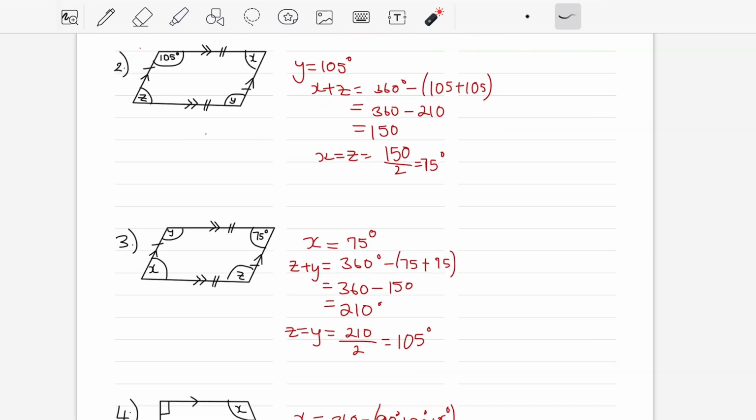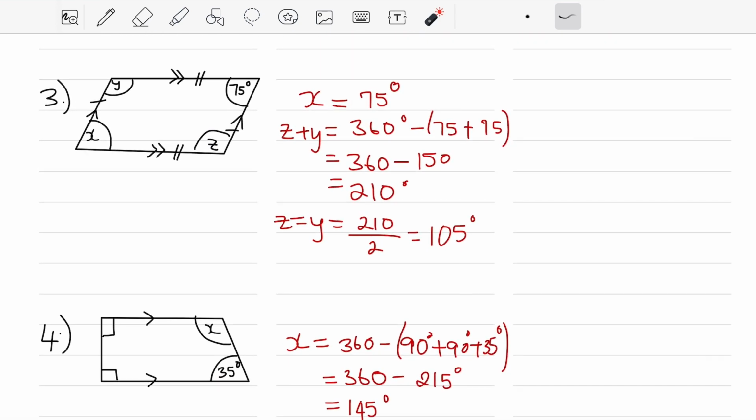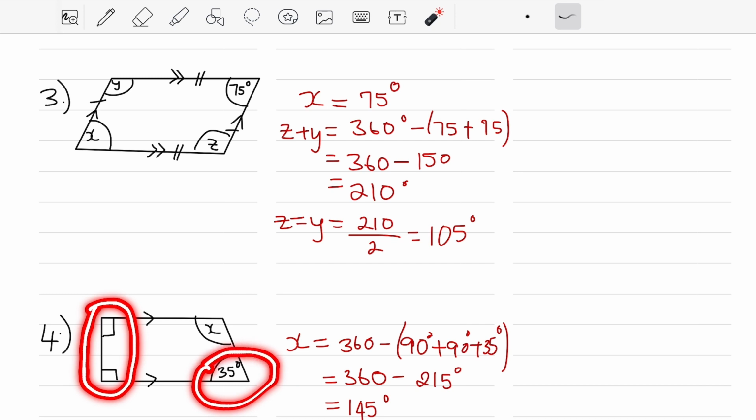And we have the same method for number 3. X is 75 degrees and y is 105. Alright, and lastly we have number 4. So 90 degrees plus 90 degrees is 180 degrees. Plus 35 is 215 degrees, which leaves us with 145 degrees for x.